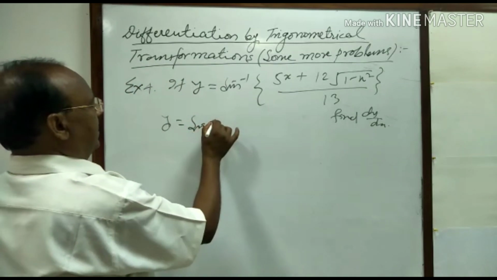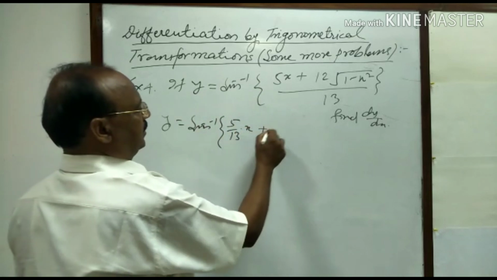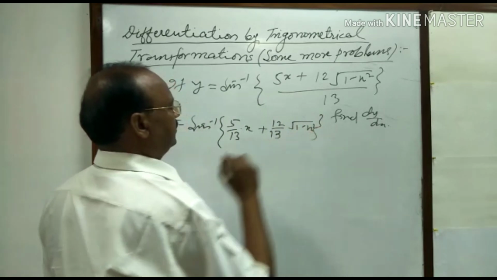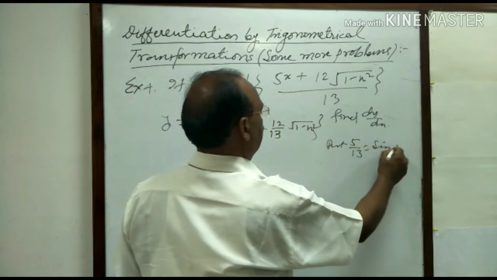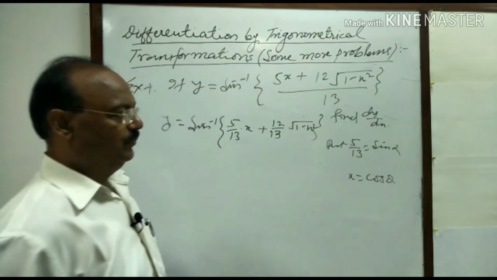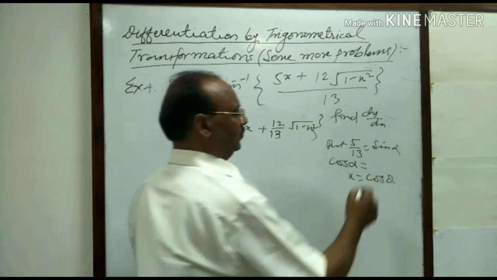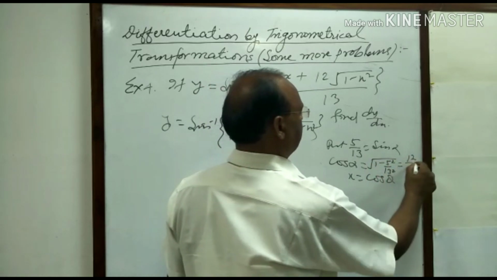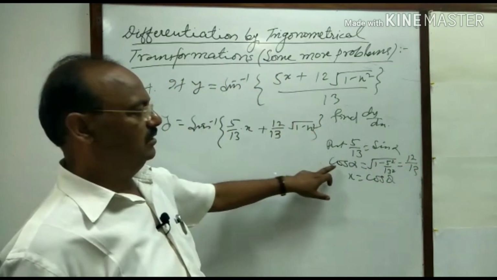This is equal to sine inverse of 5 by 13 into x plus 12 by 13 into root over 1 minus x square. So let us put here 5 by 13 is equal to sine alpha and x is equal to cos theta. So what will be the value of cos alpha here? Root over 1 minus 5 square by 13 square. This is 12 by 13. So in place of 12 by 13 we can write cos alpha.